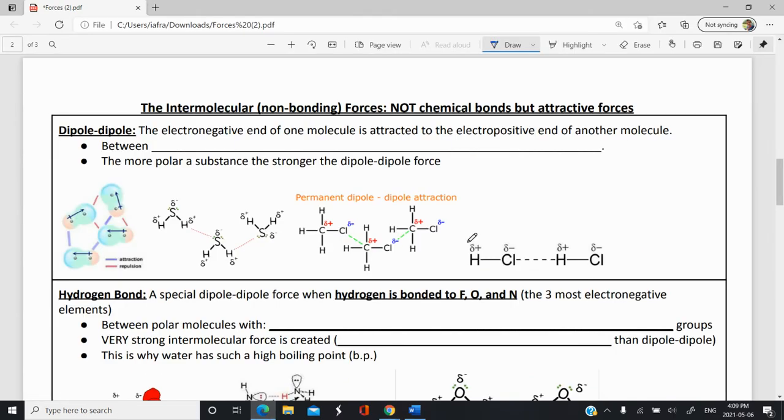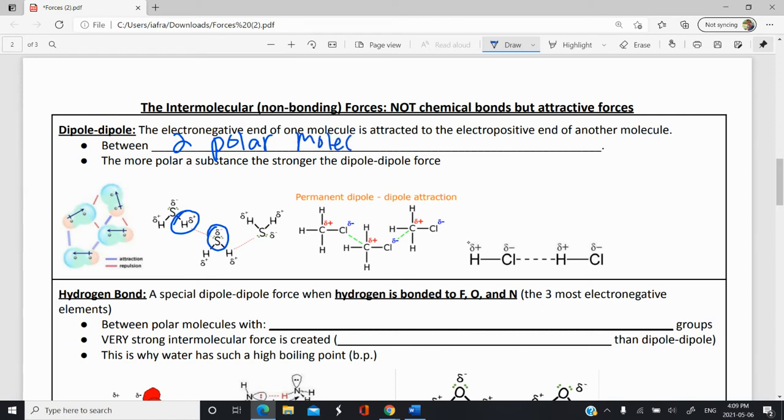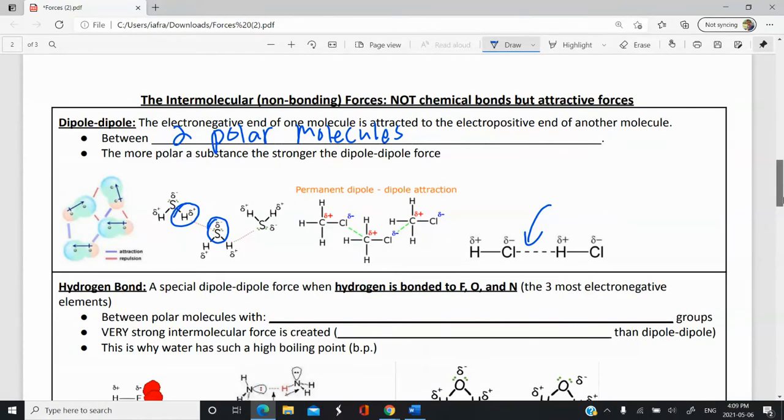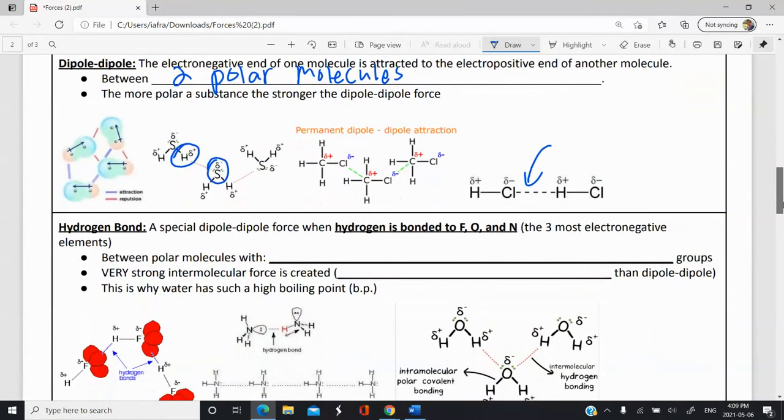So our dipole-dipole interaction is when you have a partial positive charge of one molecule attracted to a partial negative charge of the other molecule. And this really happens between two or more polar molecules, because you need those partial charges there. And generally, the more polar the bond is within those polar molecules, the stronger that dipole-dipole interaction. And then we also have a hydrogen bond, which is a very strong version of a dipole-dipole interaction. It's still weaker than intramolecular, like covalent, but it's stronger than a regular dipole-dipole.